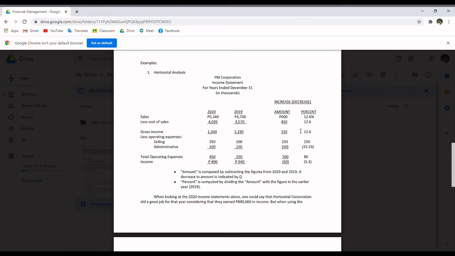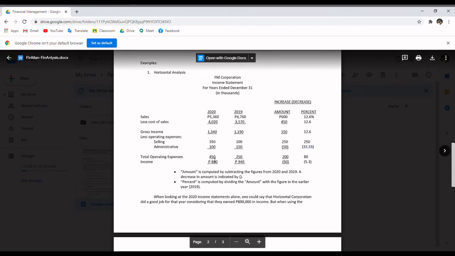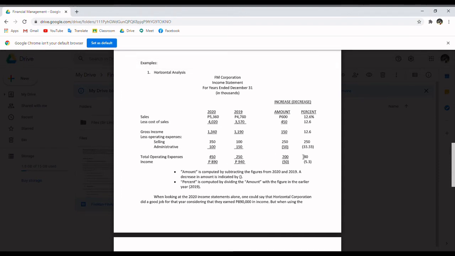Next, we have selling. The 250 peso change is divided by 100, so we have a 250% increase, because 250 is 2.5 times more than 100. Next is administrative. We have the 50. Even though it's a decrease, we still get 50, not negative 50. So 50 divided by 150, we have 33.33%. So we indicate here that it is a decrease using the parentheses. Next, we have the operating expenses. 200 divided by 250 is 80%. And last is income. 50 divided by 940, we have 5.3% decrease.